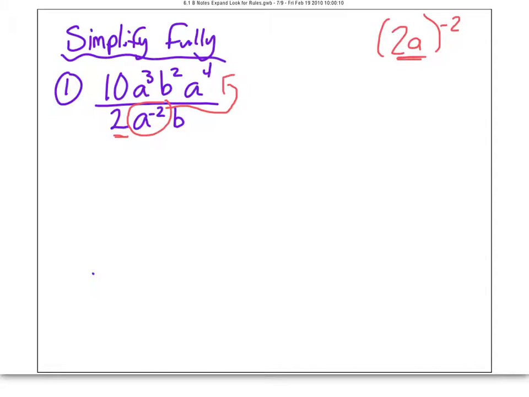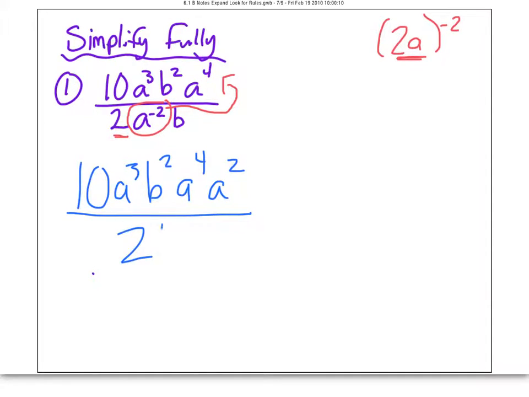So when we rewrite it, it's going to look like this, 10 a cubed b squared a to the 4th. This new a is coming up and becomes positive. On the bottom, we have 2b. Now, I'm going to deal with the a's first. They're all on the same top, but there's 1, 2, 3 sets of them. They have to be crunched together to become one set. Remember, if you do expand them out, you would have 3, 4, and 2, or just add your exponents. 3 plus 4 plus 2 would be 9.